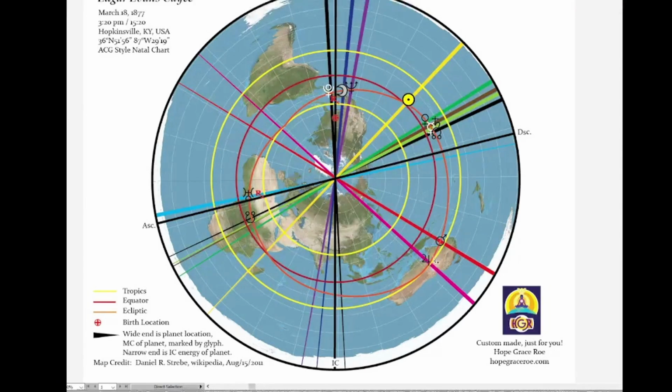So Jupiter here, the thicker end of the line is where your planet's MC or zenith is, where it would be overhead. Like literally, if you were in Australia, this is the Darwin area, at this time when Edgar Cayce was born, if you were in Darwin, Jupiter would be basically right overhead. So the IC energy of that planet is over here in South America, and it would cross through Japan.